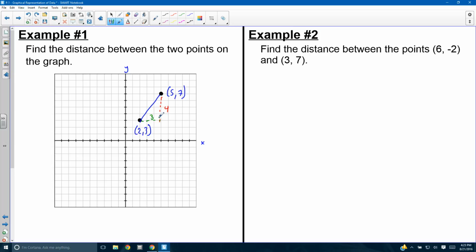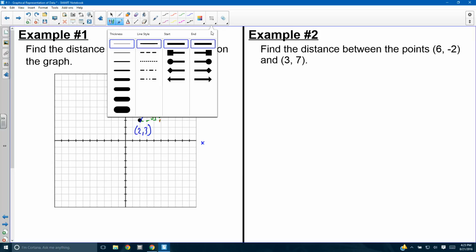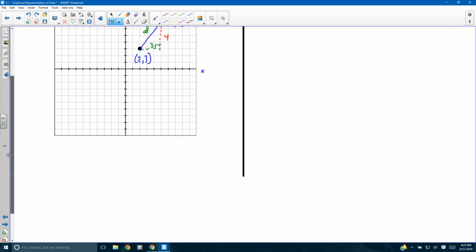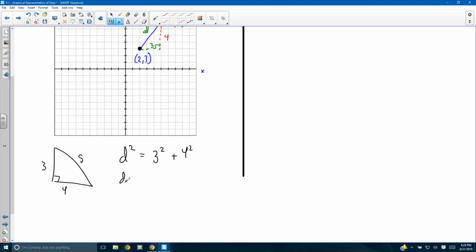So there you go. This length is 3, this length is 4, this is a right triangle here, this is our d distance right here, and to solve this, we can just use the Pythagorean theorem. I've created a right triangle with legs of lengths 3 and 4, and this is going to be 5, by the way. Let's solve it. d squared equals 3 squared plus 4 squared. So d squared is 9 plus 16. That's 25. So d equals 5. Again, I just used the Pythagorean theorem.